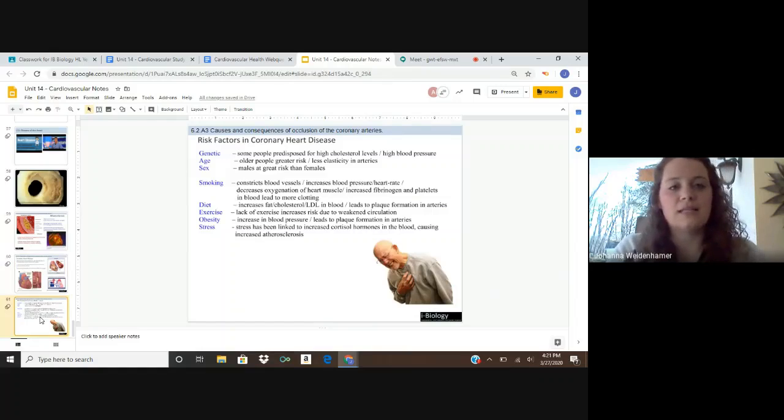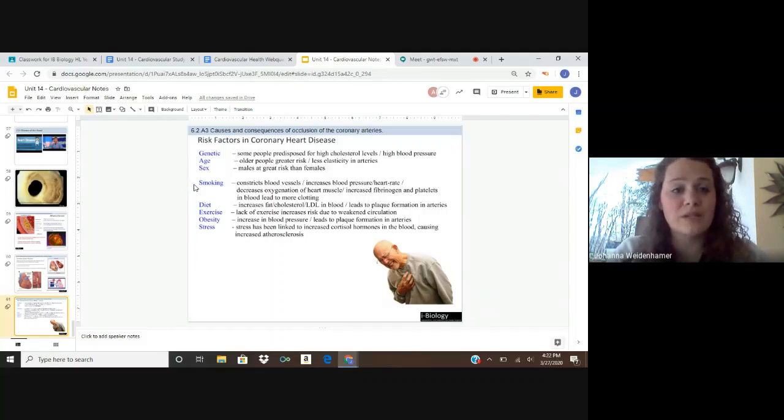And last but not least, what are the risk factors in coronary heart disease? So what could play a role in the risk of getting coronary heart disease? There's a couple of ones that we can see here. So we first have genetics. Some people are predisposed to high cholesterol levels and high blood pressure, which can have an influence on coronary heart disease. And if you do get atherosclerosis, age plays a role. Older people do have greater risks. So usually heart attacks occur in older people. Sex: males are actually at a greater risk than females for coronary heart disease.